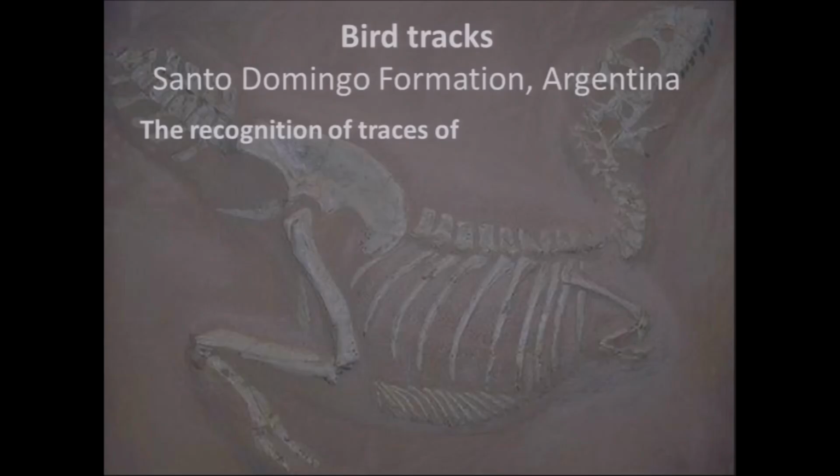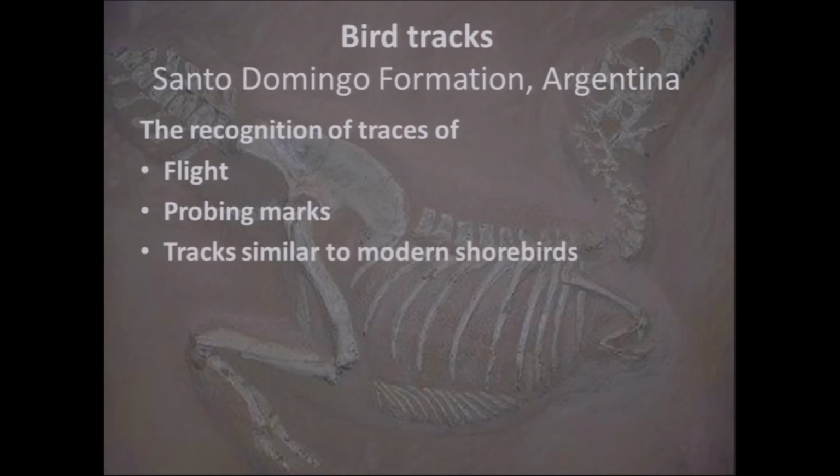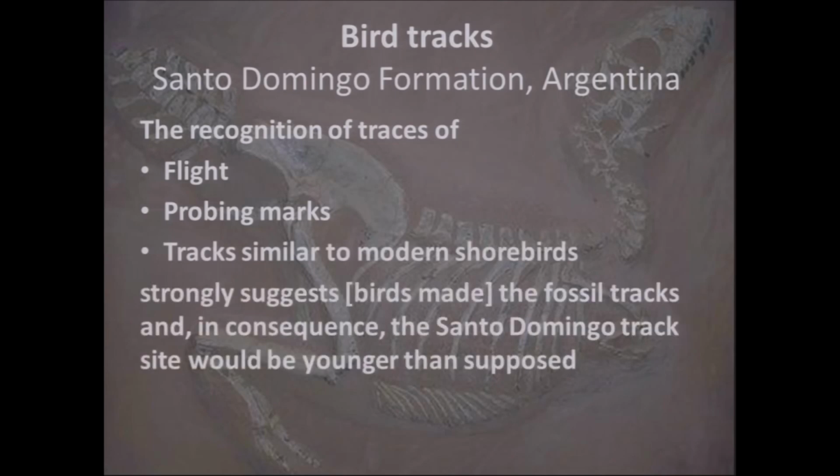They went back to look at this again in 2009 and did some more study, and they compared these tracks with what you actually get today with birds wandering around on the seashore. And they recognized traces of flight, probing marks like seabirds poking in the sand, and tracks similar to modern shorebirds. And they basically said, well, this strongly suggests that birds made the fossil tracks. They're now to have a problem. Well, we're going to have to fix this problem because we know there's no birds in the Triassic. That's what the evolutionists will tell you.